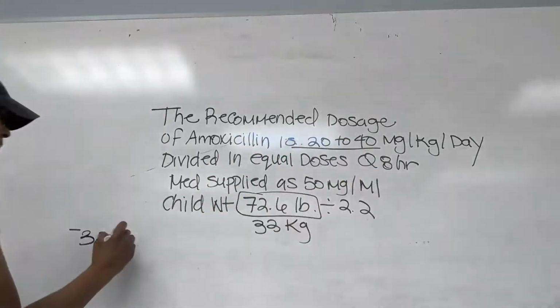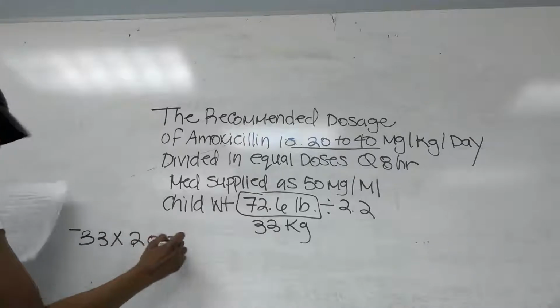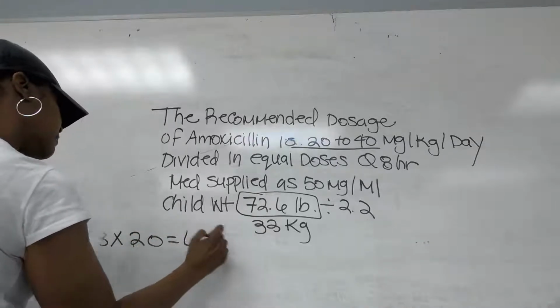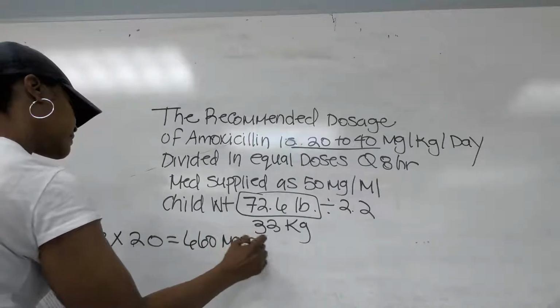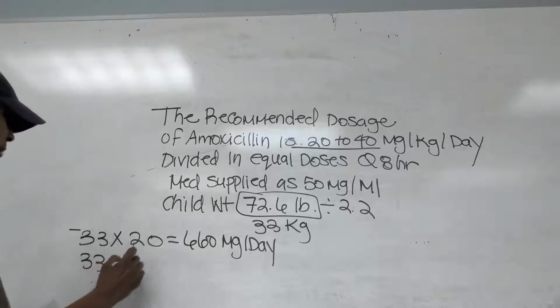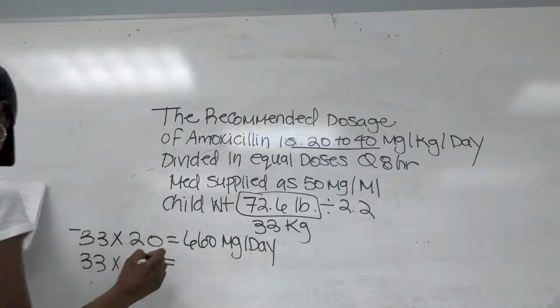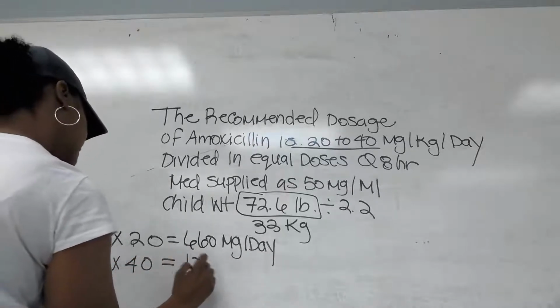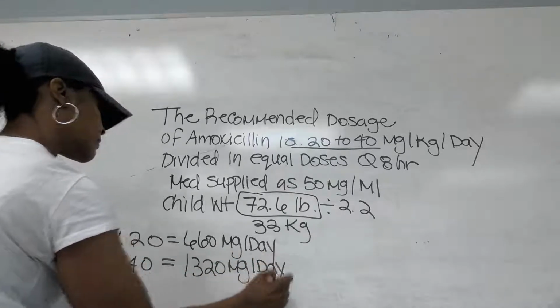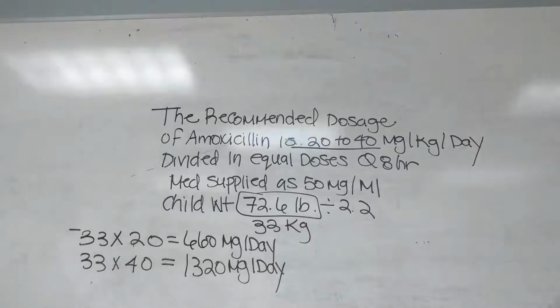Multiply it by our recommended, 33 times 20, 660 milligrams per day. And we also take that 33 weight, we multiply it by 40, and that gives us 1320 milligrams per day.